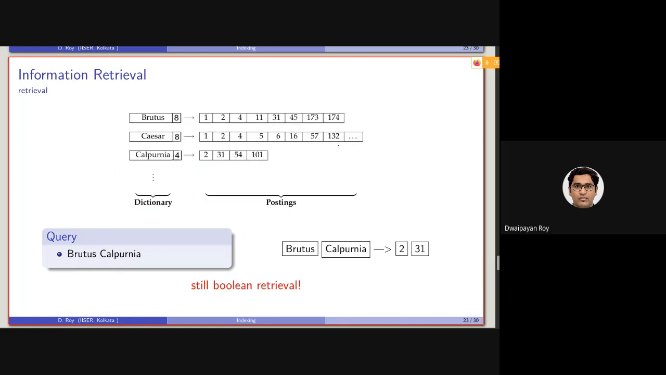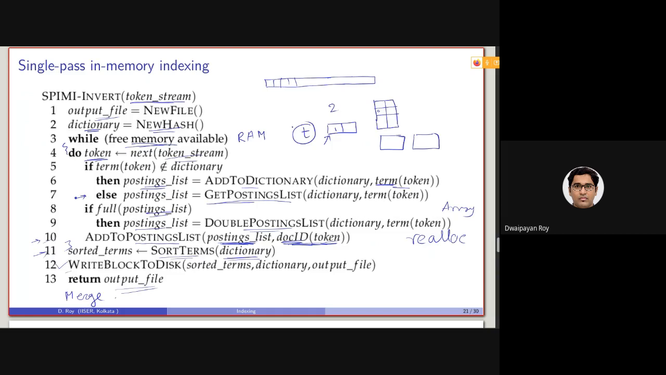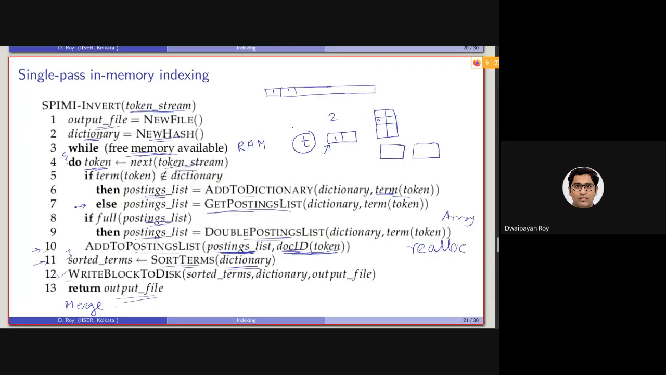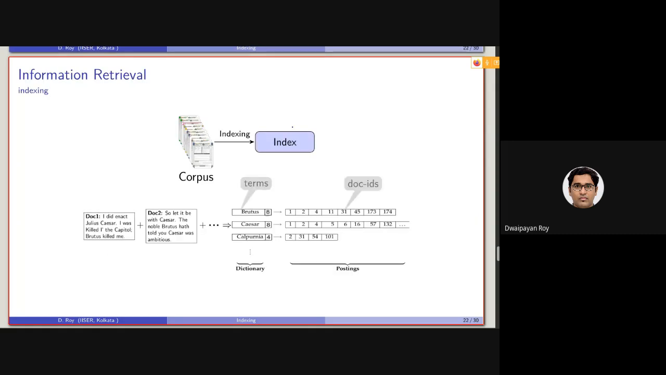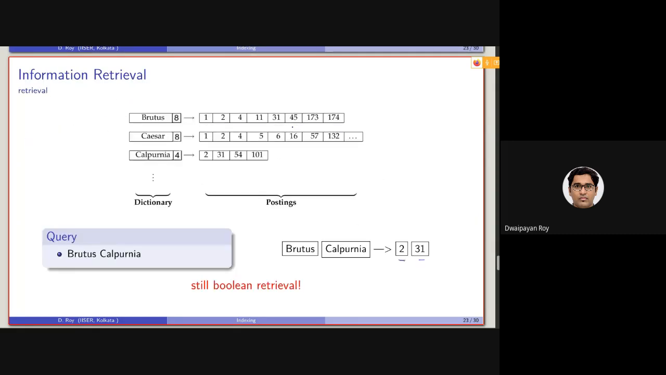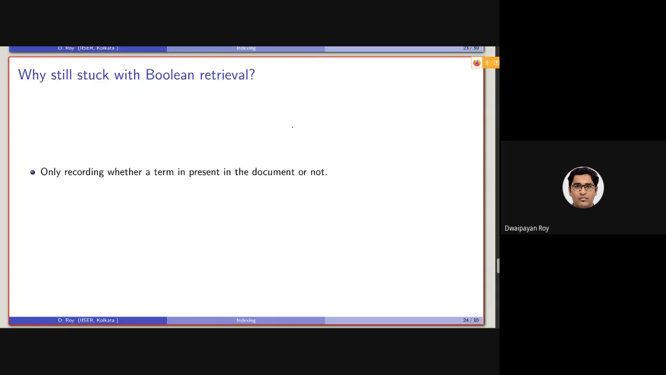But as I hope you can understand, we are still in binary retrieval. We have no idea which of them are more relevant than the others, because while making these posting lists, whether by BSBI indexing or SPIMI indexing, we are not considering the frequency of the term. That's why we are still in binary retrieval.